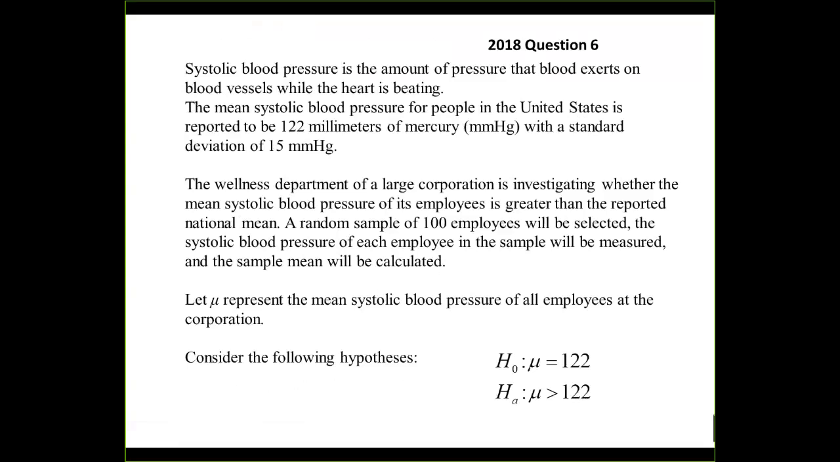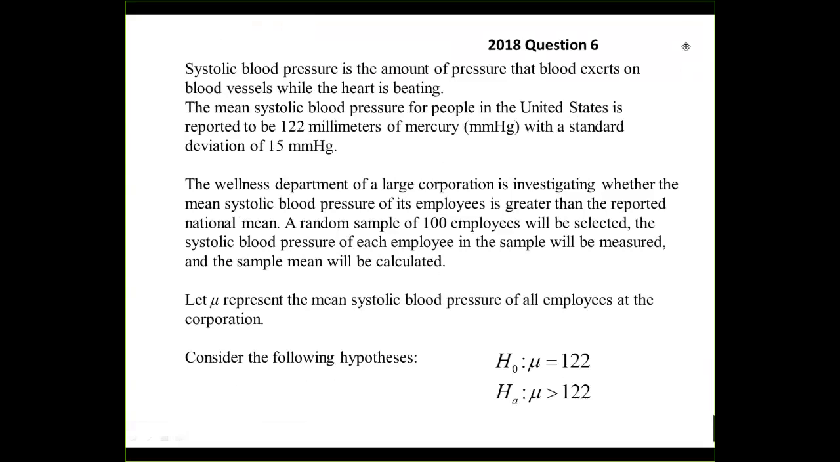The first question we're going to look at is the 2018 question number 6. The problem states the systolic blood pressure is the amount of pressure that blood exerts on blood vessels while the heart is beating. The mean systolic blood pressure for people in the United States is reported to be 122 millimeters of mercury with a standard deviation of 15.